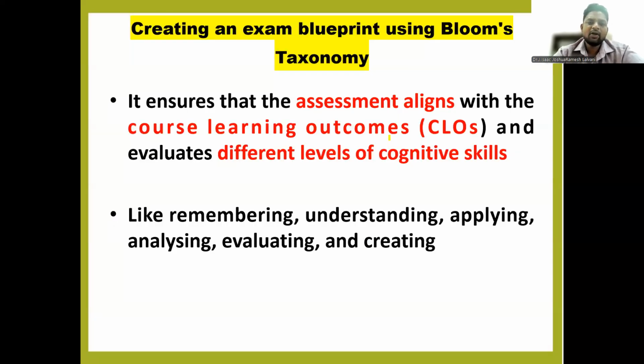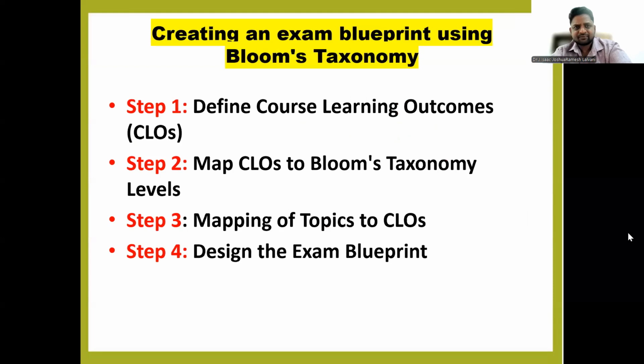Now we are going to discuss creating an exam blueprint using Bloom's taxonomy. It will help align your assessment with your course learning outcomes, and it evaluates the different levels of cognitive skills, meaning remember, understand, evaluate, design, create, and so on. There will be a total of four steps. First, you define the course learning outcome. There your course learning outcome will be there.